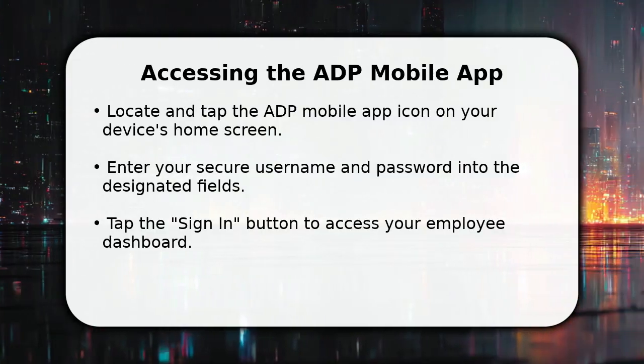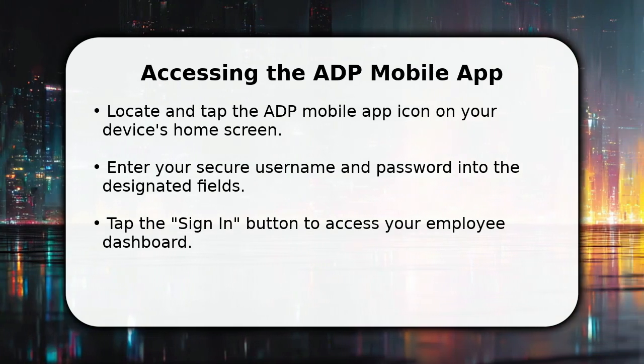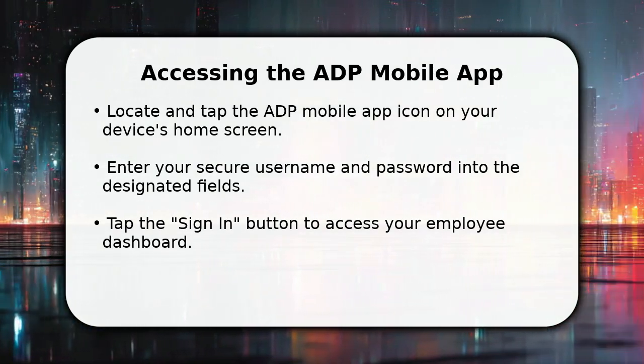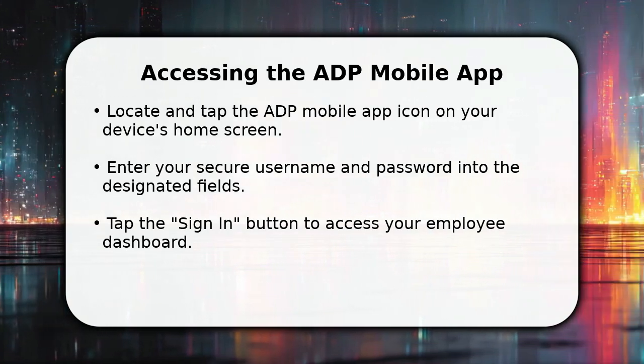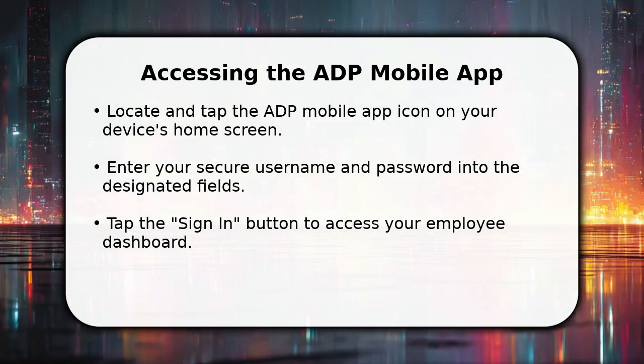In this video, I will show how to clock in and out on the ADP mobile app. First, find and tap the blue ADP mobile app icon on your smartphone or tablet screen. Once the app loads, you will need to enter your unique username and secure password into the provided spaces.